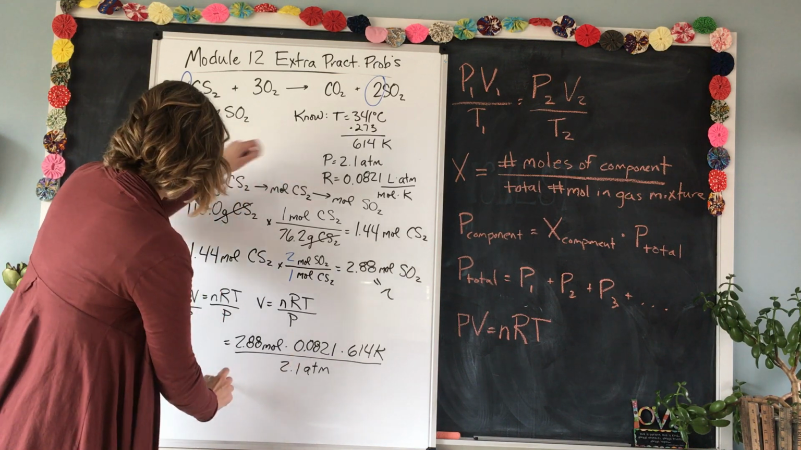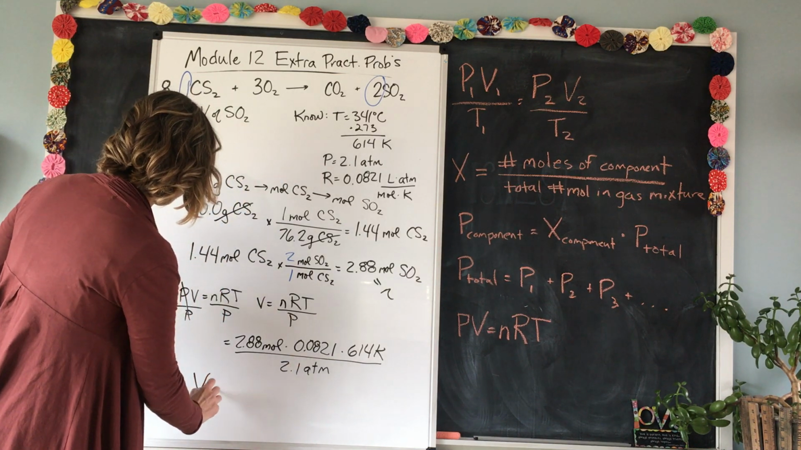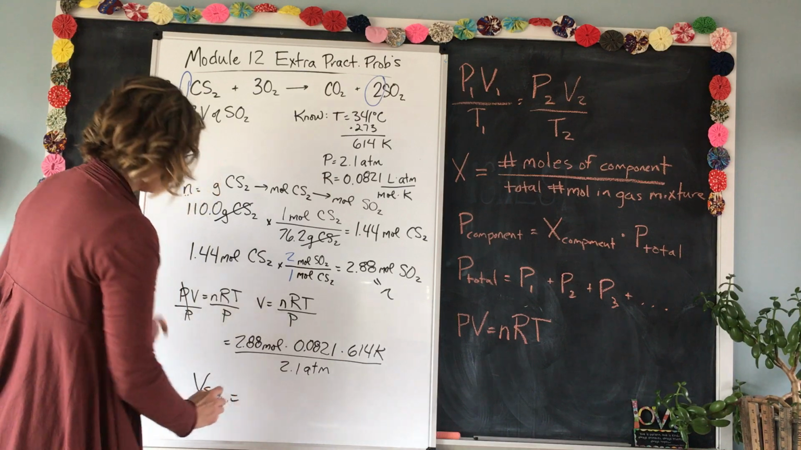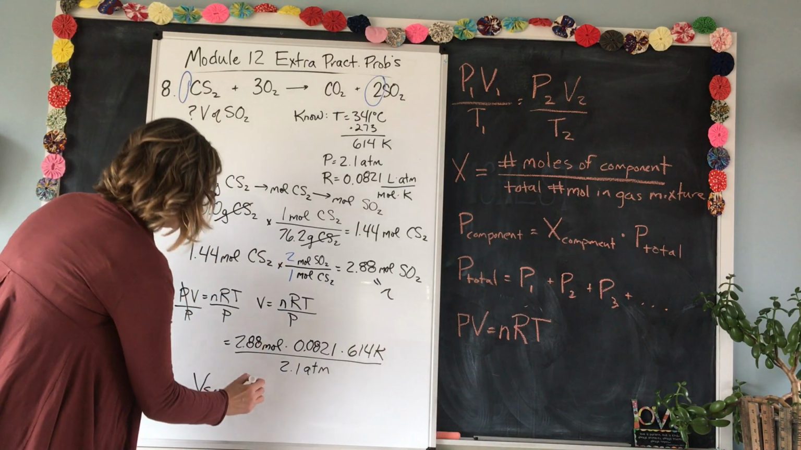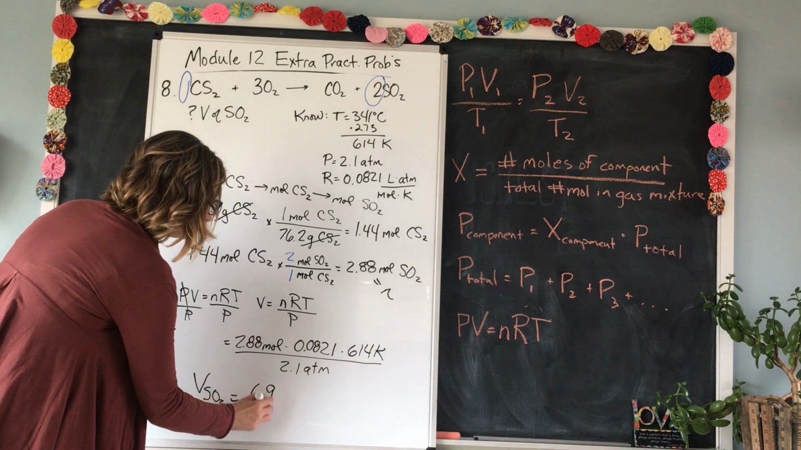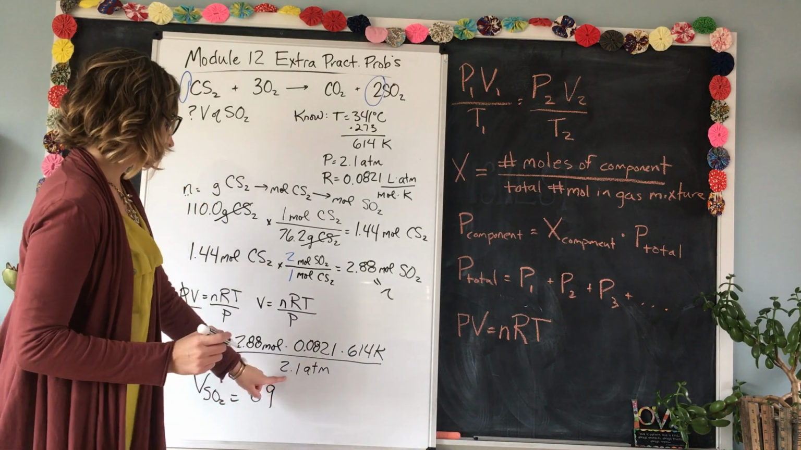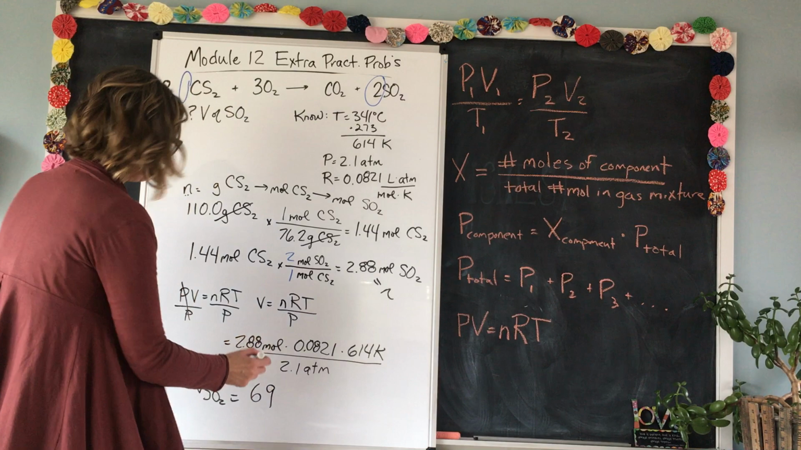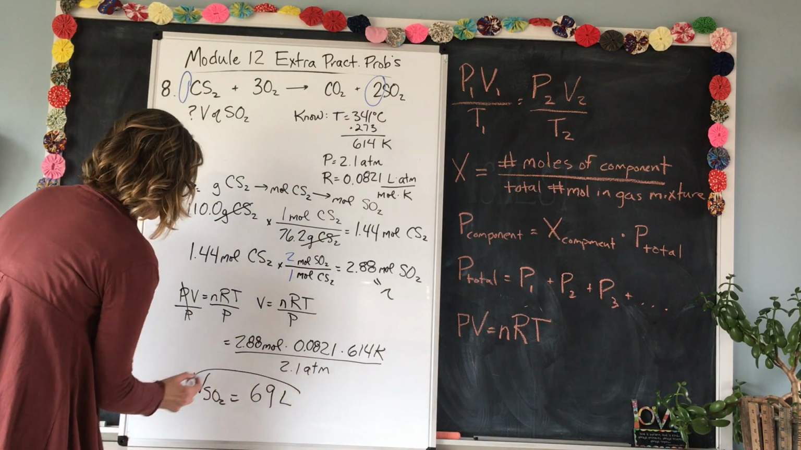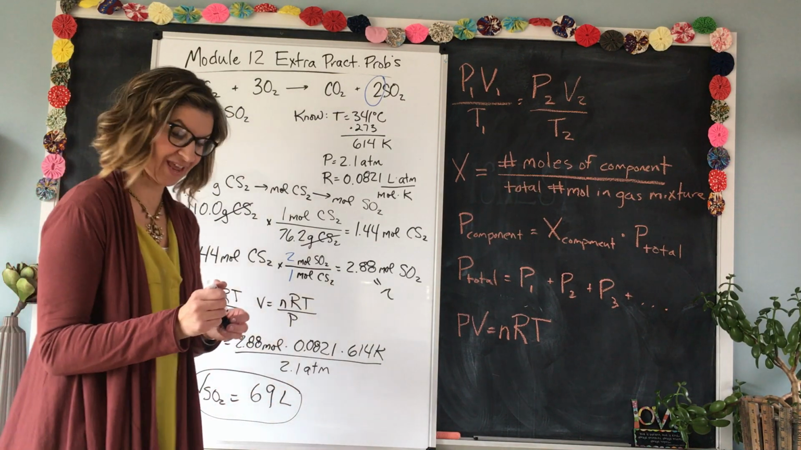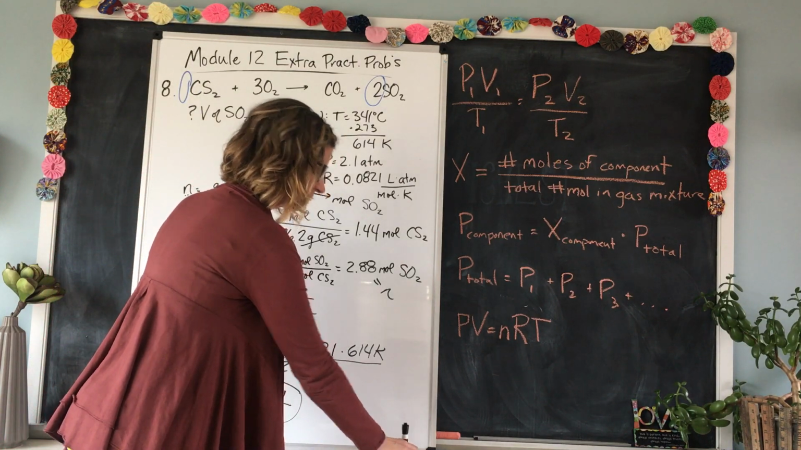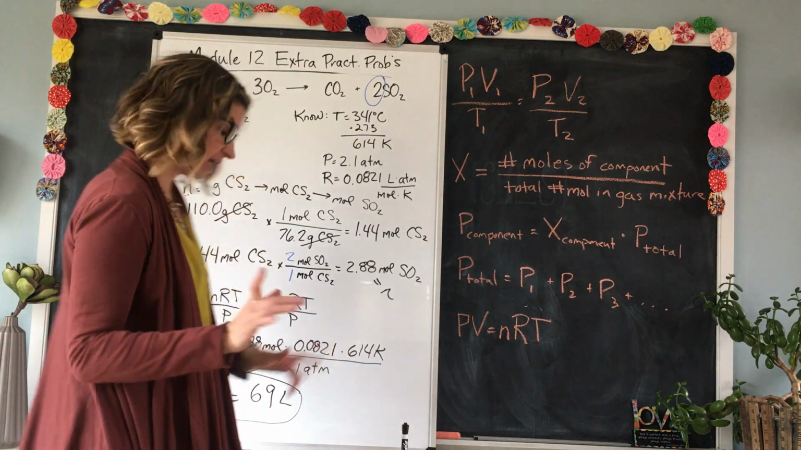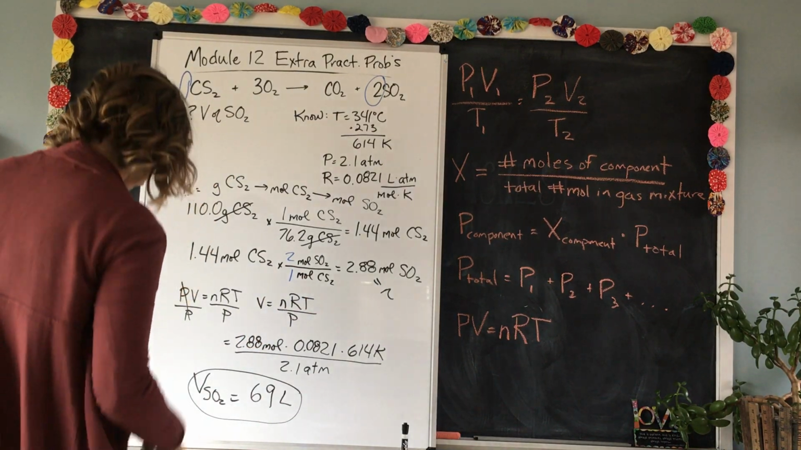If you put that into your calculator, you should get that the volume of SO2 equals 69 liters. We have two significant figures because we had two significant figures in the pressure. So that is number 8 of the extra practice problems. Numbers 9 and 10 are also using the ideal gas law and stoichiometry. Let's go on to number 9.